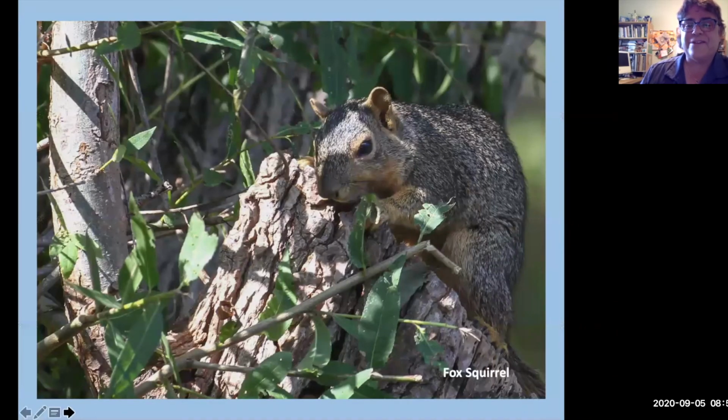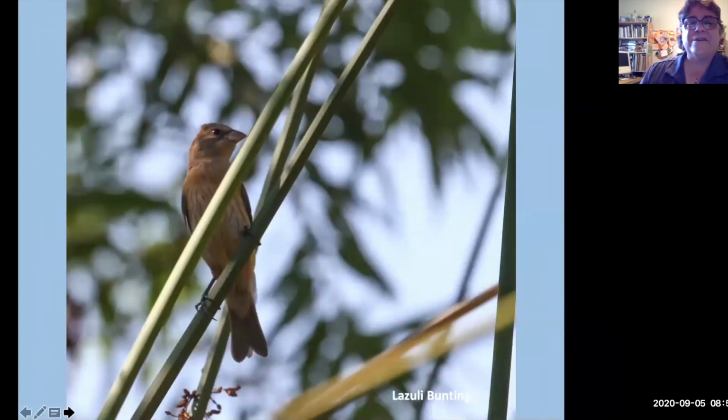And then, of course, I saw fox squirrel. I made this one for the kids because it's so cute. There's a lot of birds.